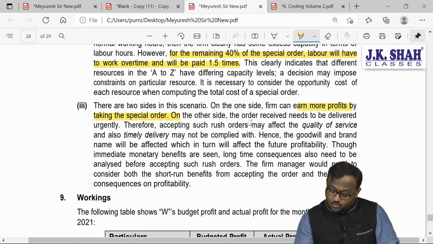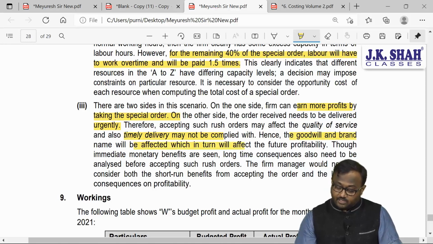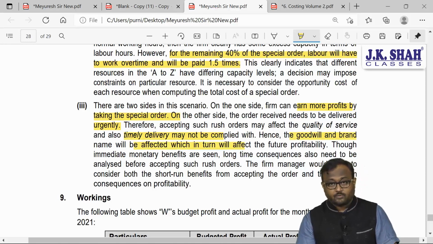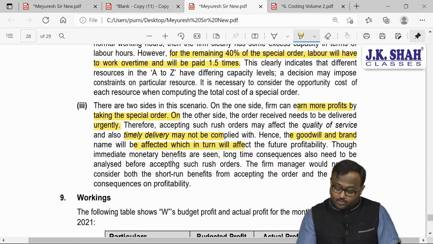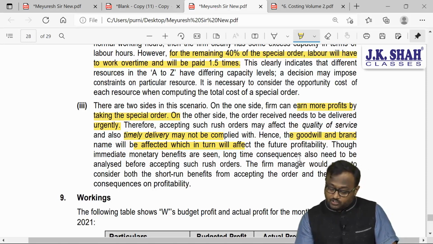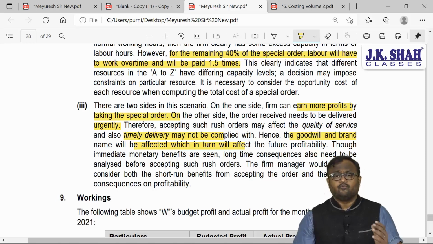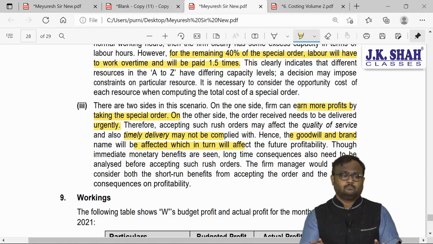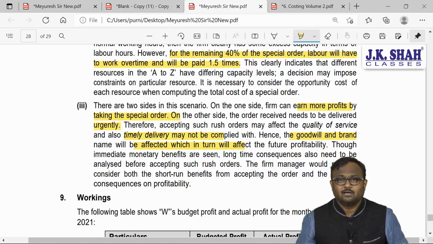On the other side, the order received need to be delivered urgently. Therefore, accepting rush order may affect the quality of the service and also timely delivery may not be completed. Hence, goodwill and a brand will be affected, which in turn affect the future profitability. Possible. Though immediate monetary benefits are seen, long-term consequences are also need to be seen. If you really feel that comfortably you can complete the rush orders, you go for it. But generally ऐसा नहीं होता ना.